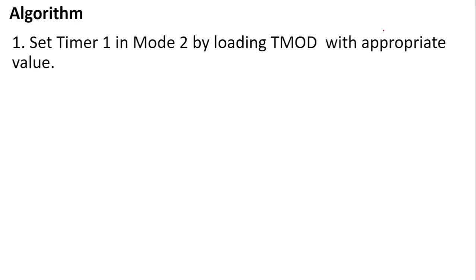The first step: timer plays an important role in serial communication. So we will first set timer 1 of 8051 in mode 2, because whenever you want to have a baud rate according to your choice, you have to use timer 1 of 8051, and that too in mode 2. Now how to set timer 1 in mode 2? For that purpose, the TMOD register should be loaded with an appropriate value. So this will be the first thing that we will do.